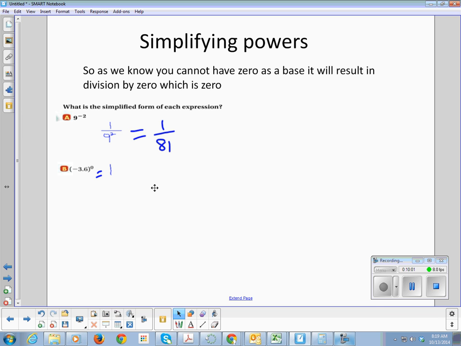And the second example is negative 3.6 to the 0 power is, everybody together, on the count of 3, 1, 2, 3, 1, because anything to the 0 power is 1. Not asking the moon. Just basic. Basic, you guys got this.